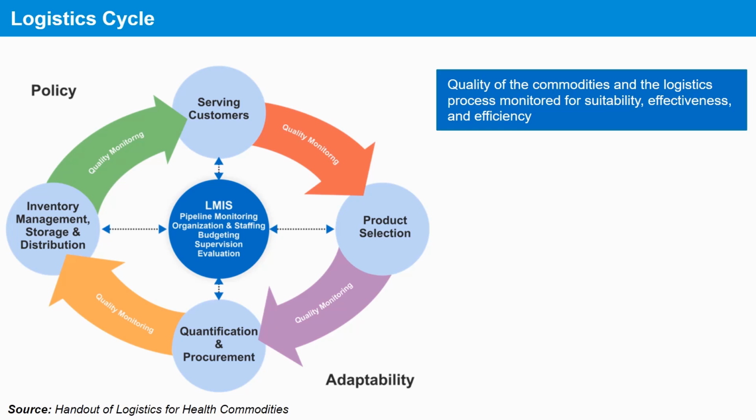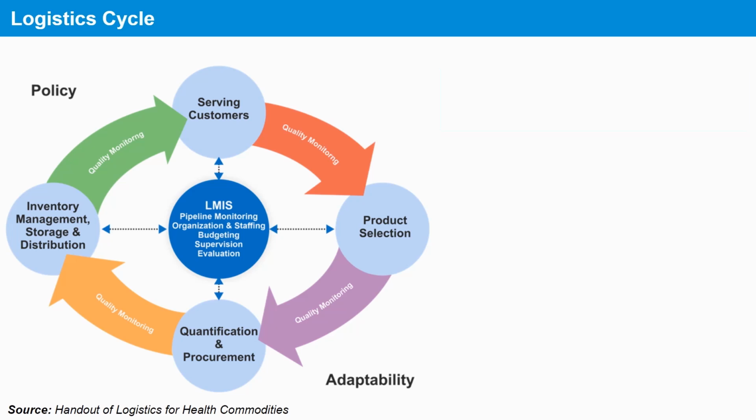Quality of the commodities themselves and the quality of the logistics process must be monitored and evaluated for suitability, effectiveness, and efficiency. At the heart of a well-functioning logistics system, other activities help drive or support the logistics cycle and include Logistics Management Information System or LMIS, pipeline monitoring, organization and staffing, budget, supervision, and monitoring and evaluation.